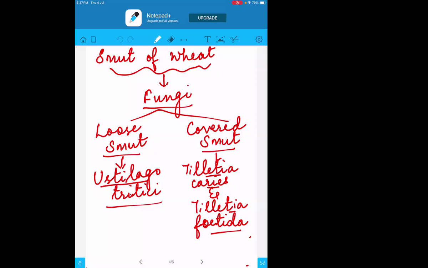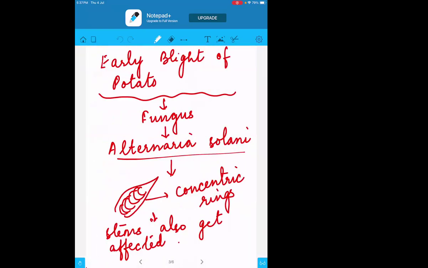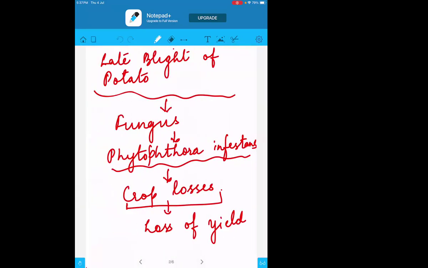So you should know the smut of wheat. There are also two types. In the same way, the blight of potato is also of two types, late and early. So note the difference between the two, and which fungus causes each. Note this down, children. I'll give you time now. Yes, tell me.